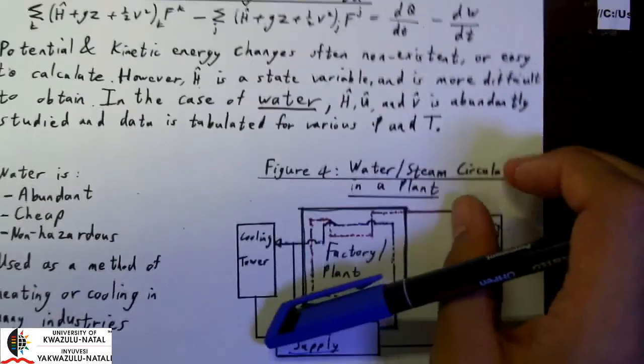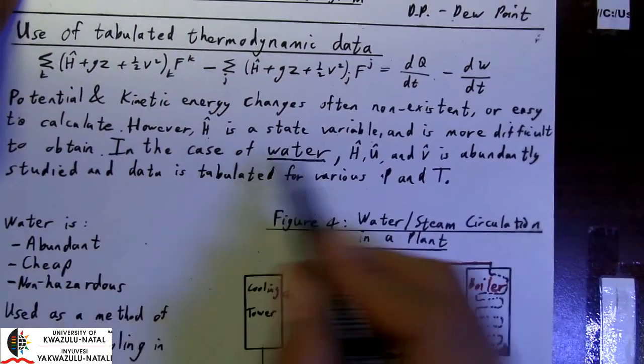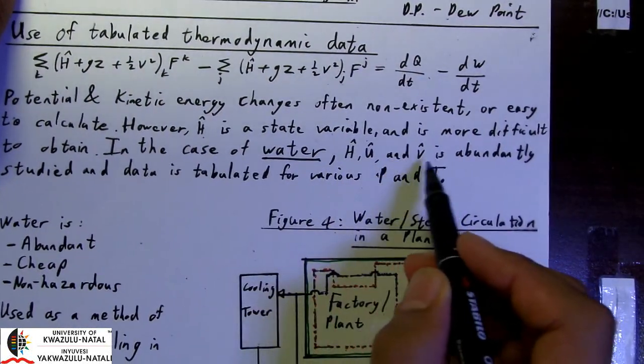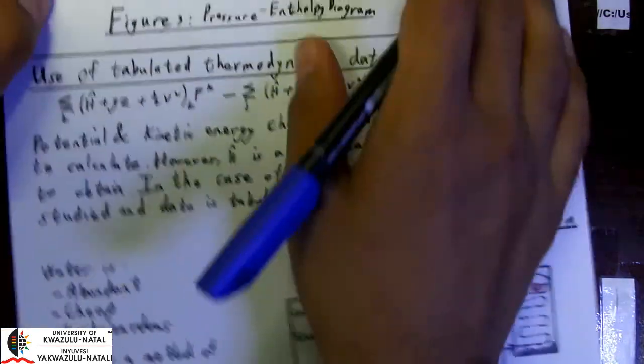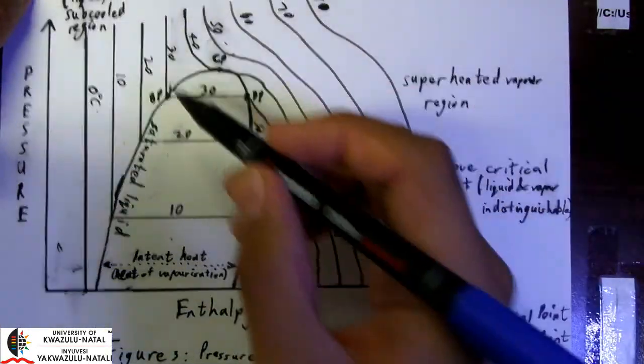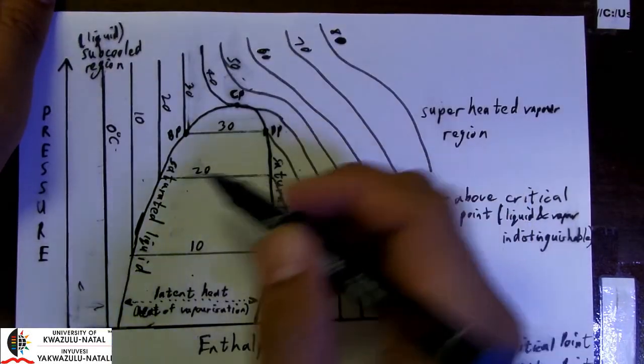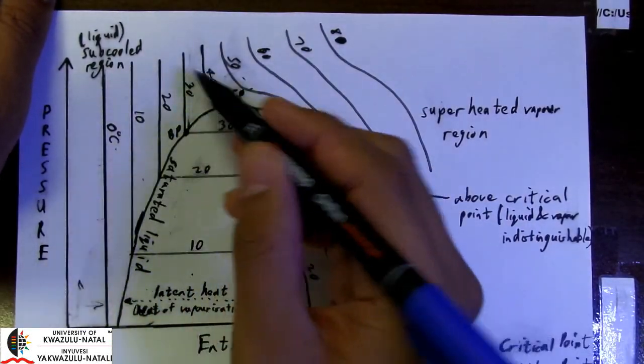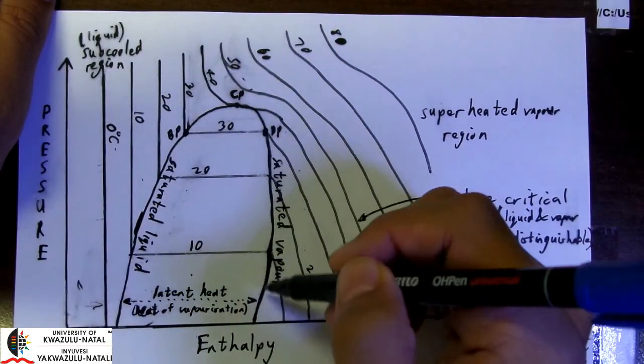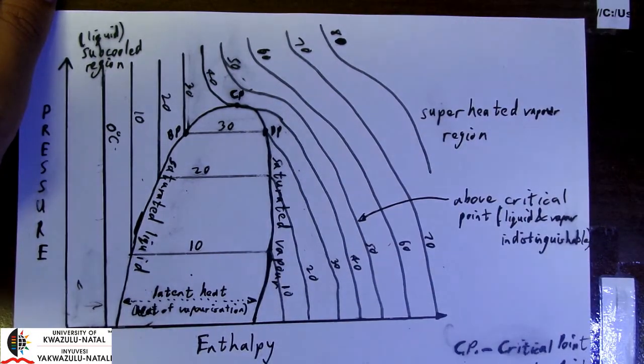Now, as mentioned, data is quite abundantly available, and it's available in order to cater for our subcooled region of water, for our saturated region, as well as our superheated vapor region of water.